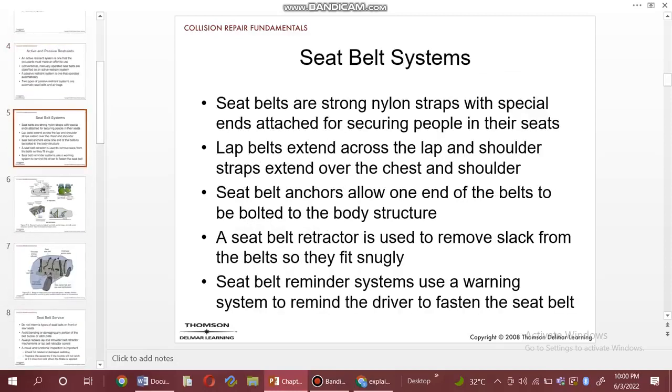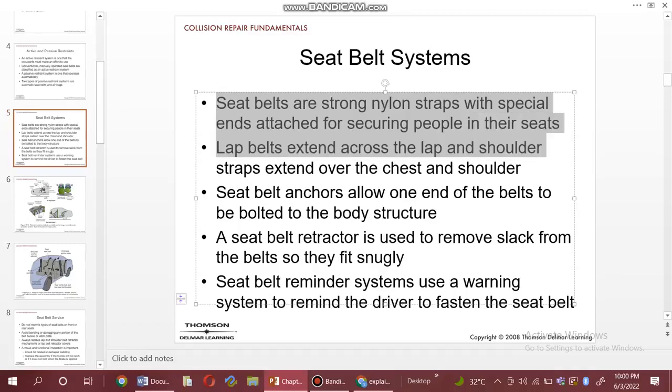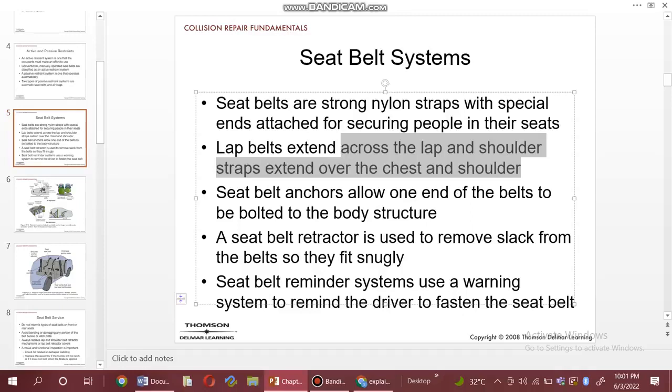Seat belt system. Seat belts are strong nylon straps with special ends attached for securing people in their seats. Lap belts extend across the lap, and shoulder straps extend over the chest and shoulder.